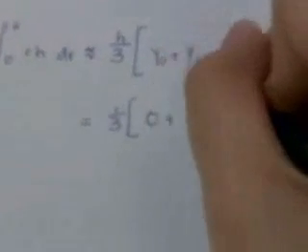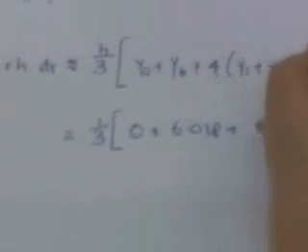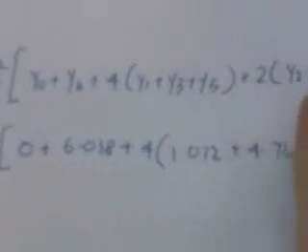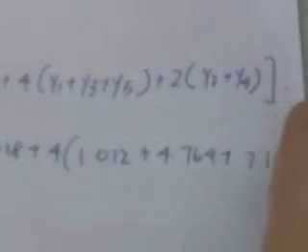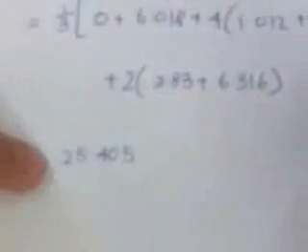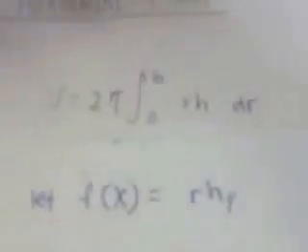Okay, now we sub in the values. Plus 2, open bracket, which will give us the answer 25.405. So we use this value and sub it into the integral from A to B of RH dr over here. Then we can find V.